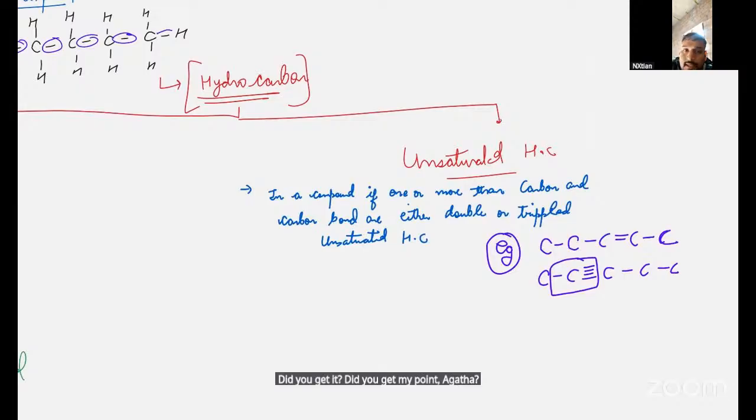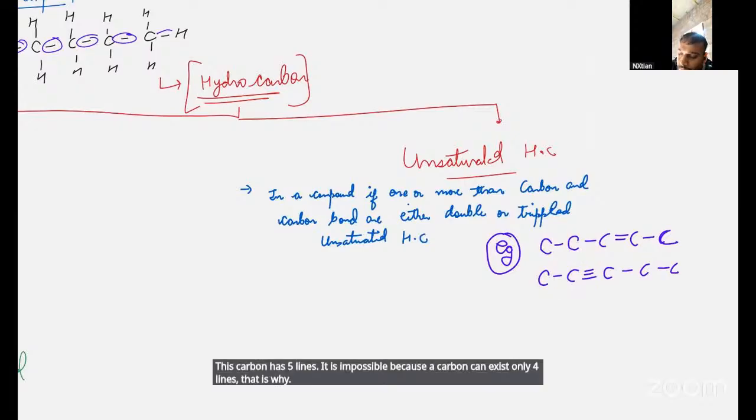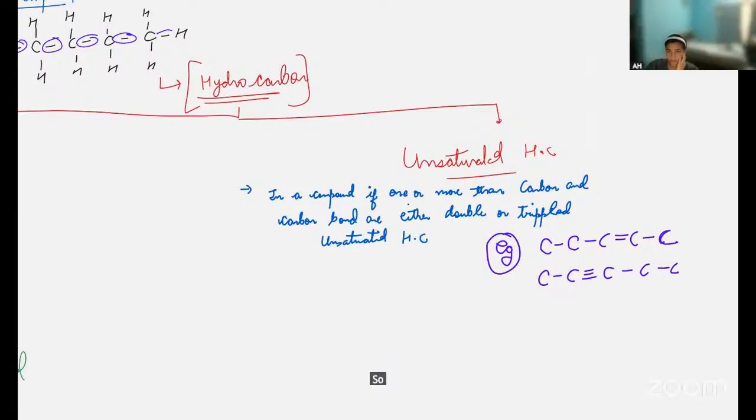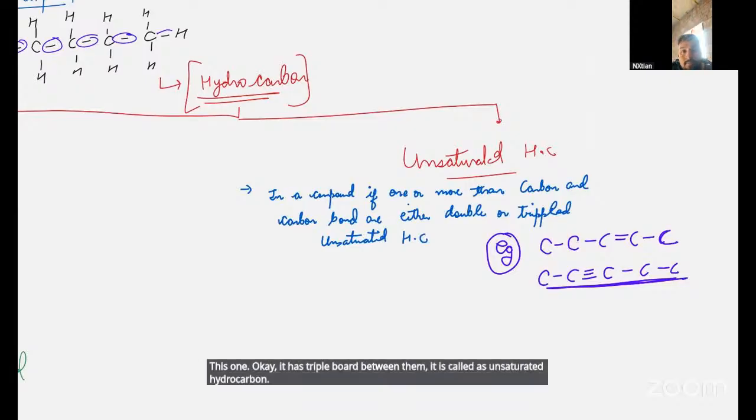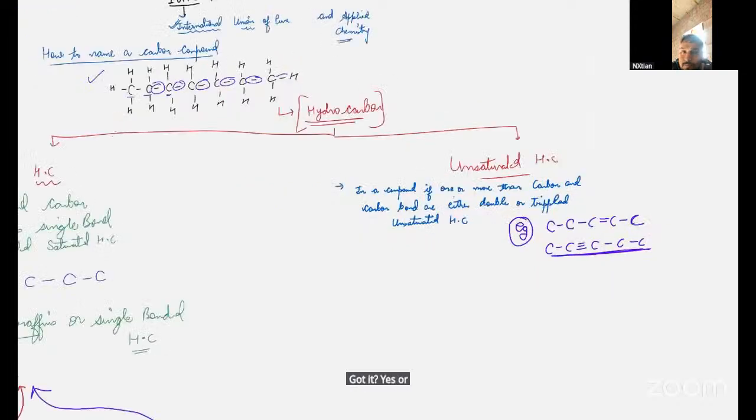This carbon has 5 lines, which is impossible because a carbon can have only 4 lines. That is why. So for example, you can check this example, this one. It has a triple bond between them. It is called as unsaturated hydrocarbon. Got it? Yes or no?